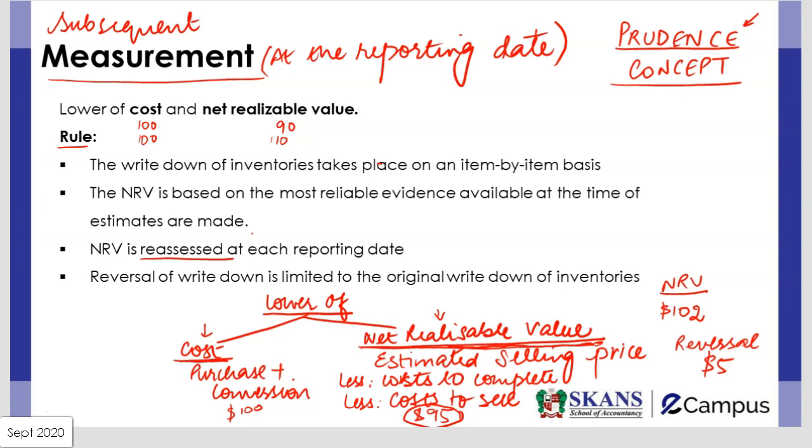Whenever a reversal of write down is made, you need to tell in the disclosures a complete explanation of why the reversal has taken place, why the write down was charged initially, and how much amount has been reversed. The same process is repeated at every reporting date.